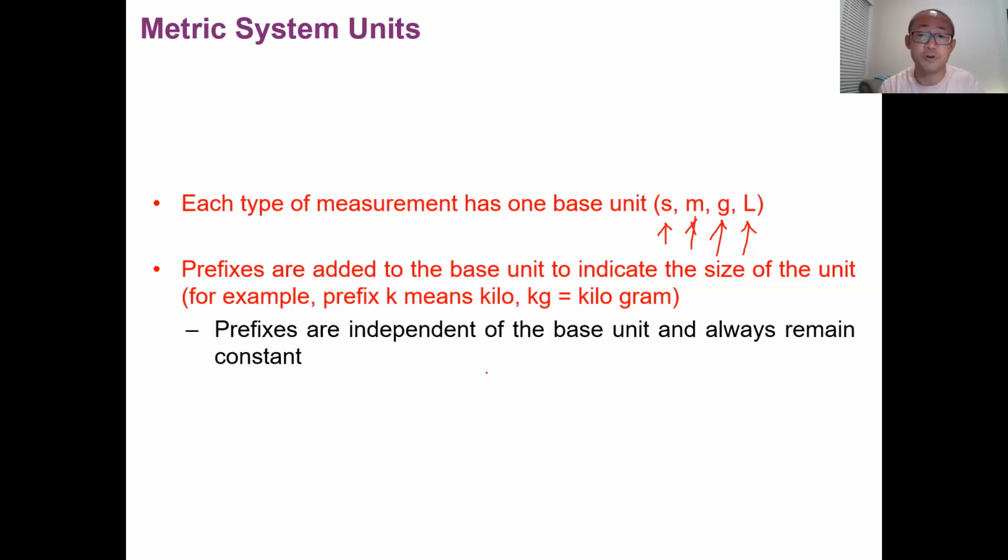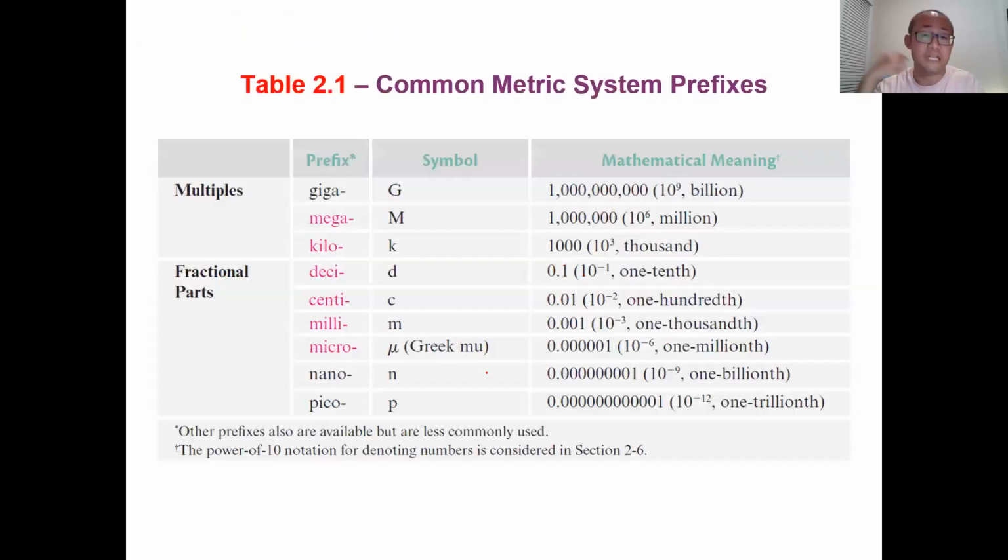So this is commonly what we use for metric system units. We have a base unit for each measurement, and we also use prefixes to indicate the size of each unit. Here this table shows the commonly used prefixes, called multipliers or fractional parts, but they are basically the prefixes for base units. Here the capital G, the largest one, stands for a billion. The capital M stands for a million. Lowercase k stands for 1,000. Again, k, capital M, and capital G are the bigger ones.